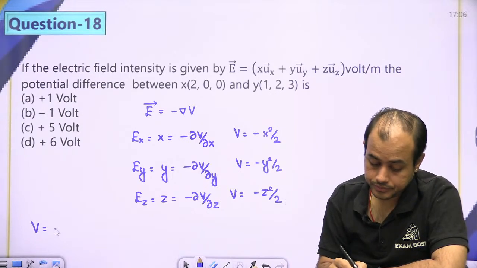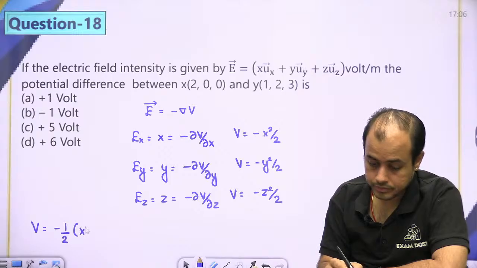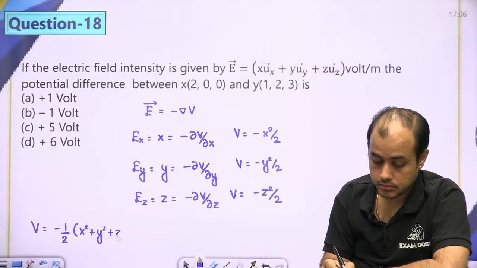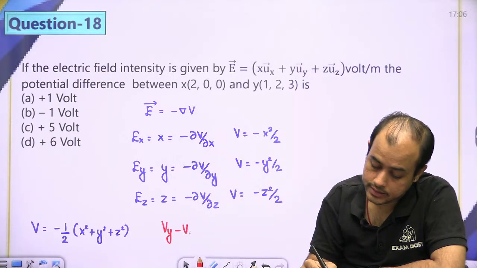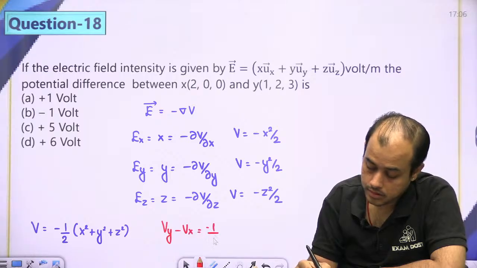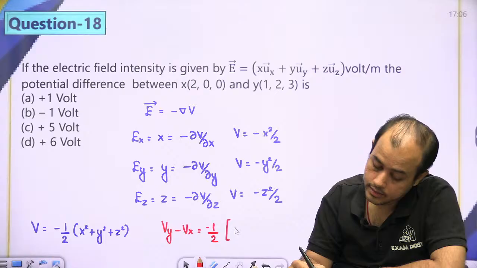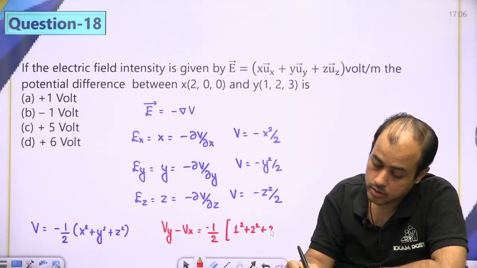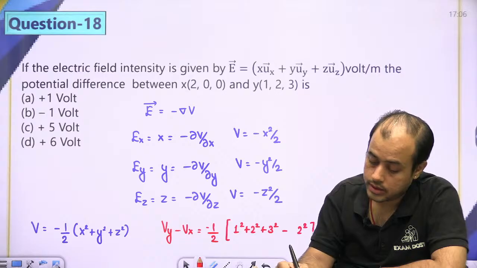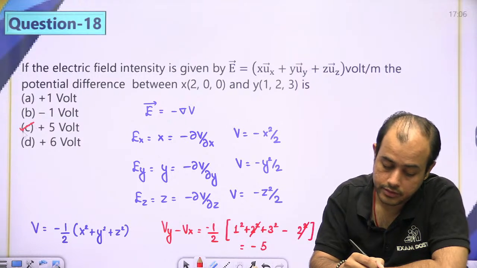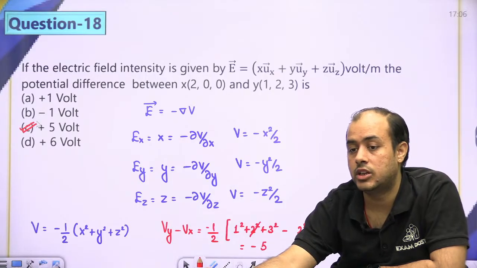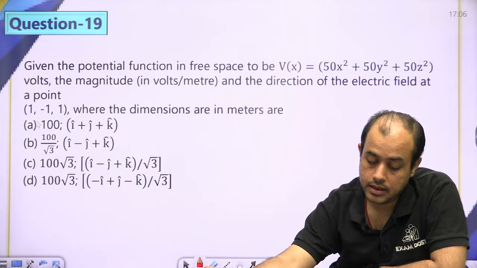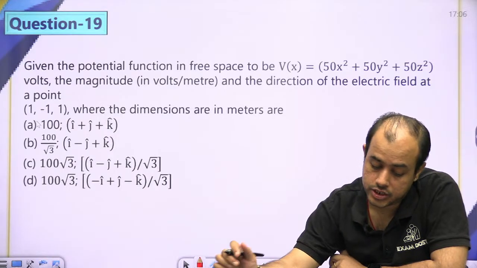Now, beta, now when you want Vy minus Vx, by 1 square plus 2 square plus 3 square minus 2 square. 9 and 1 10 minus, आंसर 5 आ गया. मैंने क्या किया? I converted the electric field into a potential function. Given the potential function, the direction of electric field.